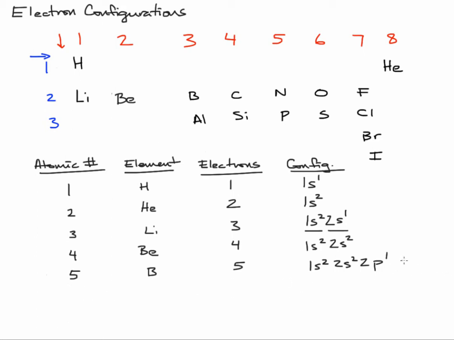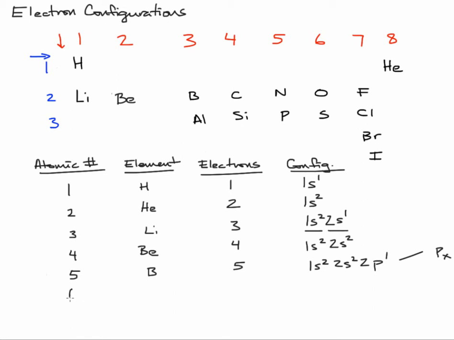So of the p orbitals, there are 3 types. There's px, py, and pz. These letters basically denote the axis in which that orbital lies. The orbitals themselves are all dumbbell shaped and they're degenerate. That means they're all equal energy.